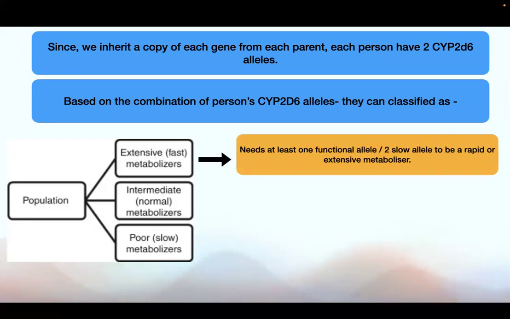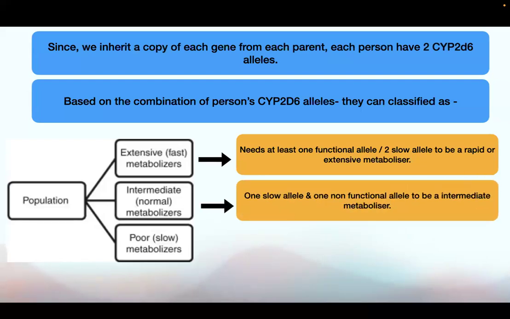What is the meaning of extensive? So to come into the extensive category, the fast metabolizer category, a person needs at least one functional allele. One functional allele or two slow alleles to be a rapid or extensive metabolizer. Okay, which is the normal category.